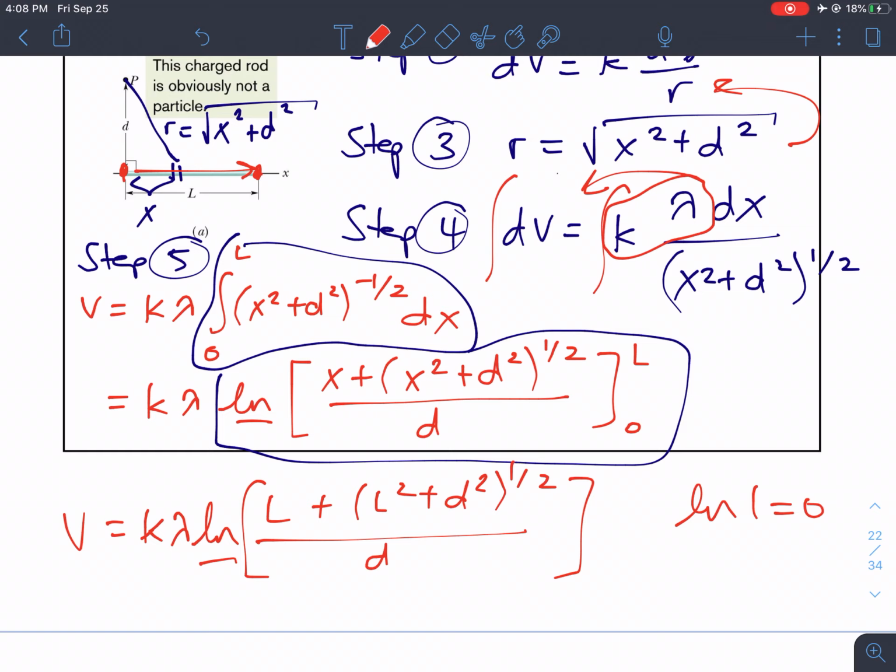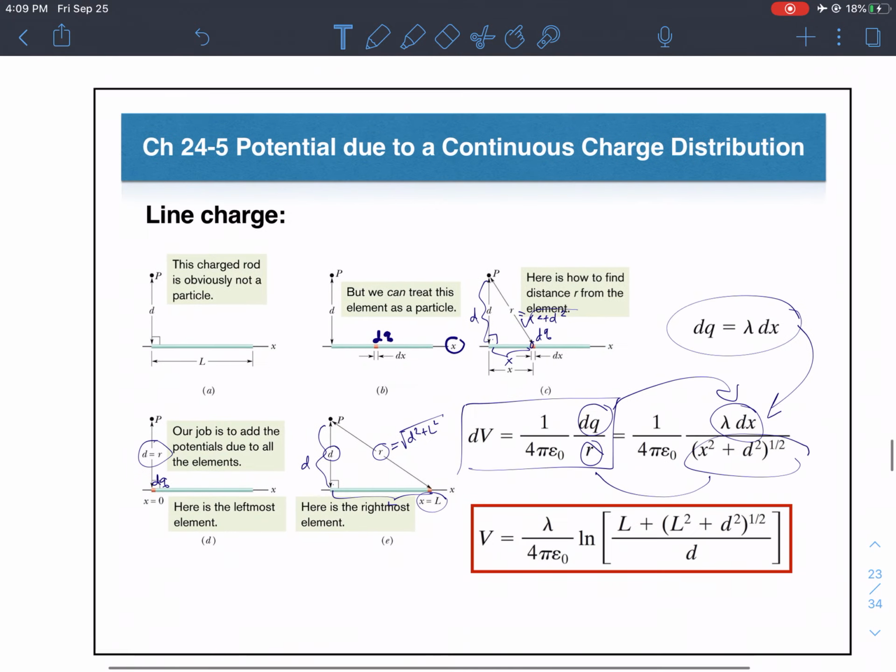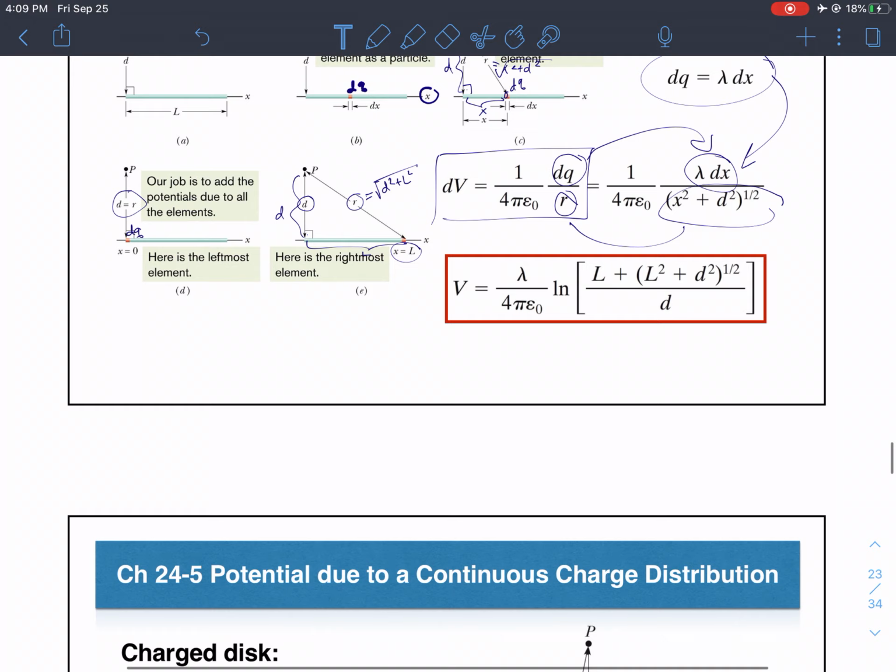So that's the function of the potential at point P when you have a linear charge distribution, as we had here. And this is again the answer.